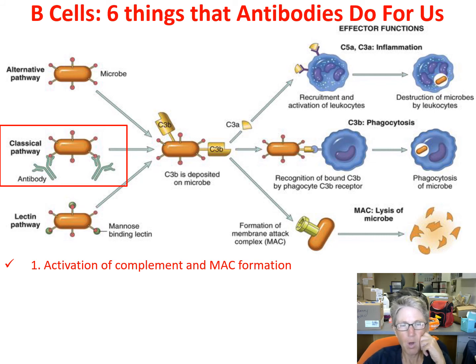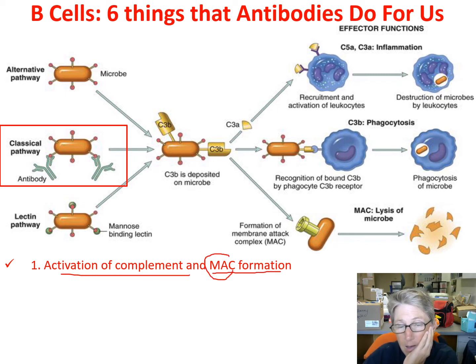So what do antibodies do for us? We say that B cells get activated and they make antibodies, but then what do the antibodies do for us? There are 6 ways that antibodies help us. In the first cartoon, antibodies can activate complement, and then complement can do this membrane attack complex formation, and then microbes can be destroyed. So here's a complement pathway.